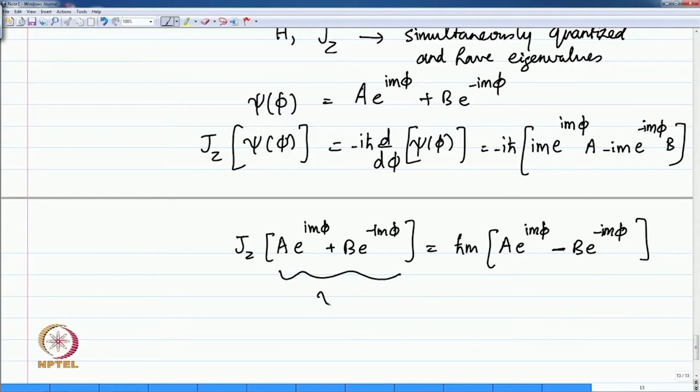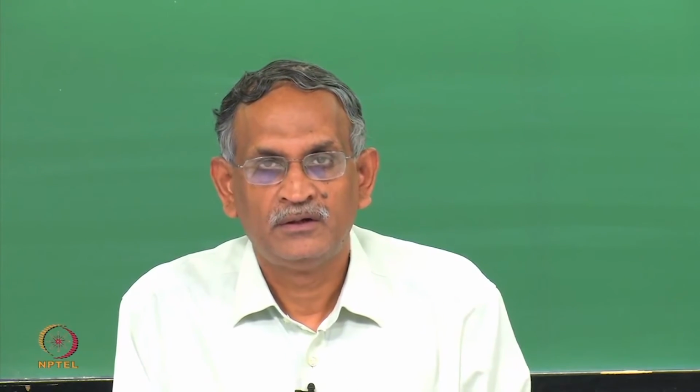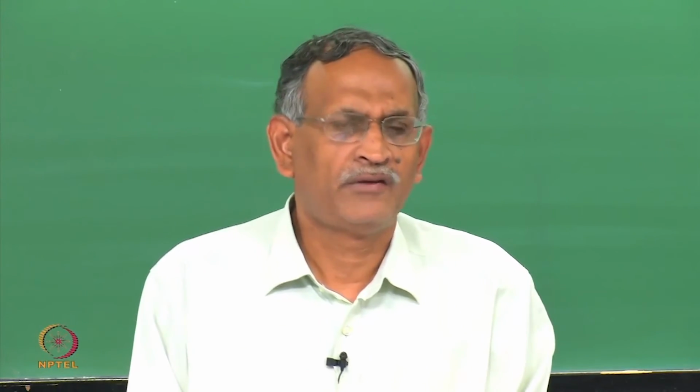This is psi of phi. This is not equal to psi of phi. This is something else. Therefore, you have an operator acting on a function giving you something else, not the function back. So, it is not an eigenvalue equation. What does that mean? Angular momentum does not have a precisely defined value if the wave function is a linear combination a e to the i m phi plus b e to the minus i m phi. Does that mean angular momentum cannot be defined? It cannot be defined as to have a unique value.